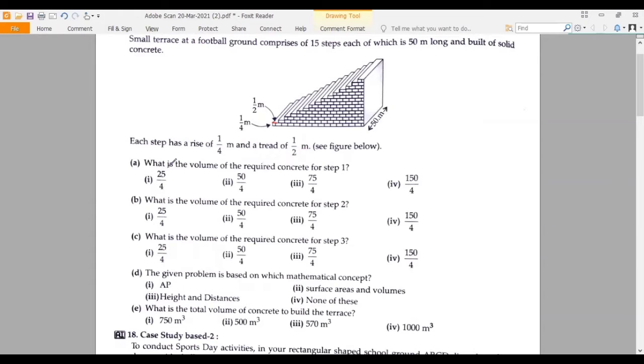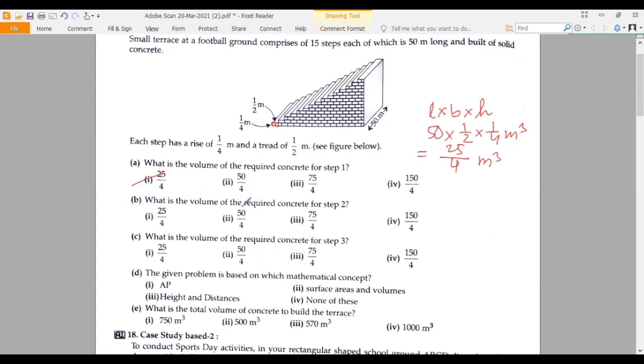So the first question: what is the volume of required concrete for step 1? This is step 1. How do you find its volume? You consider this as a rectangle. So volume is length into breadth into height. Length here is 50, into breadth 1 by 2, and height 1 by 4 meter. The unit is meter cube. So 25 by 4 meter cube is the answer. This one is the correct answer.